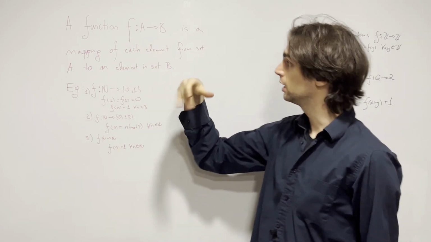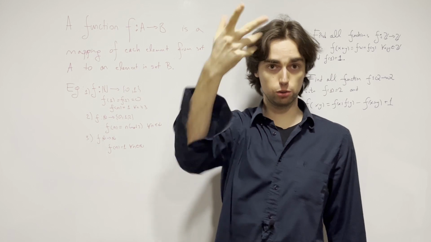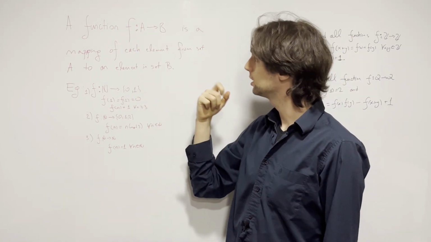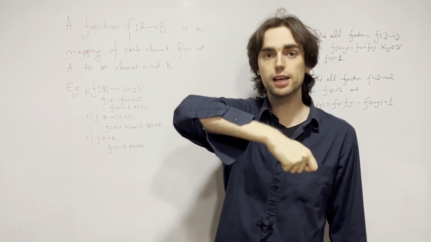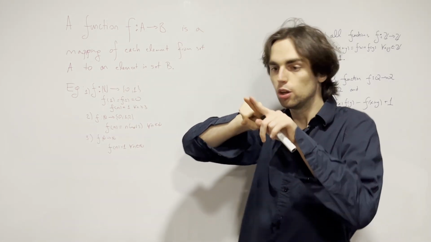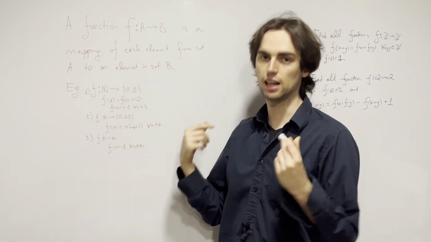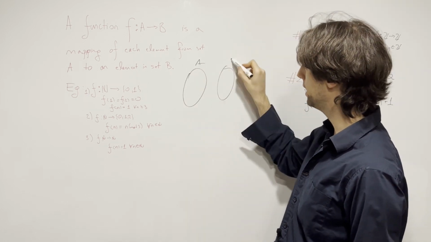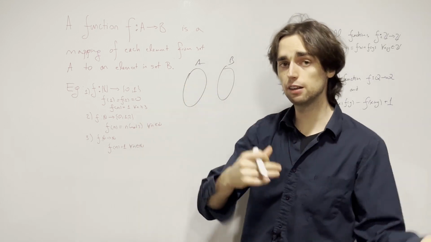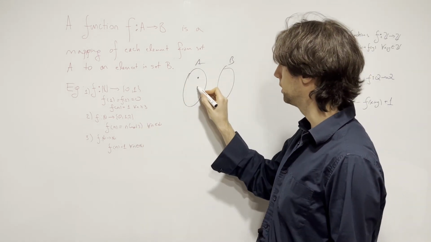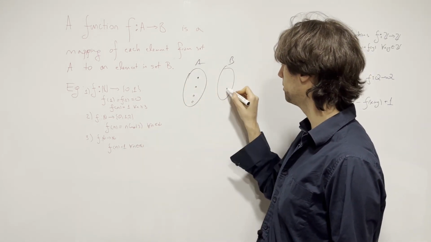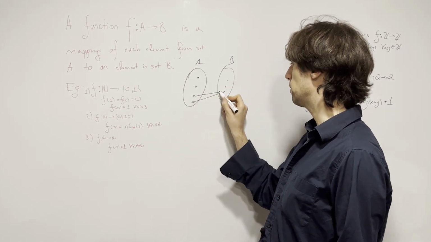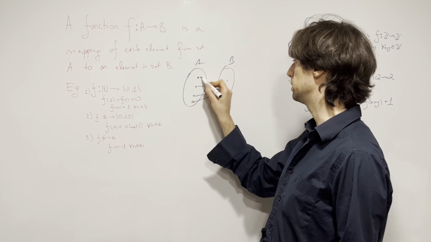A function is defined with two sets, and it's a mapping from set A to set B, such that every element from A maps to, or has an arrow to, an element in set B. So if you think of it as there's a set A and a set B, they can be finite or infinite, it doesn't matter. You take all the elements from set A, there are some elements in set B, and you point arrows where they go in set B.